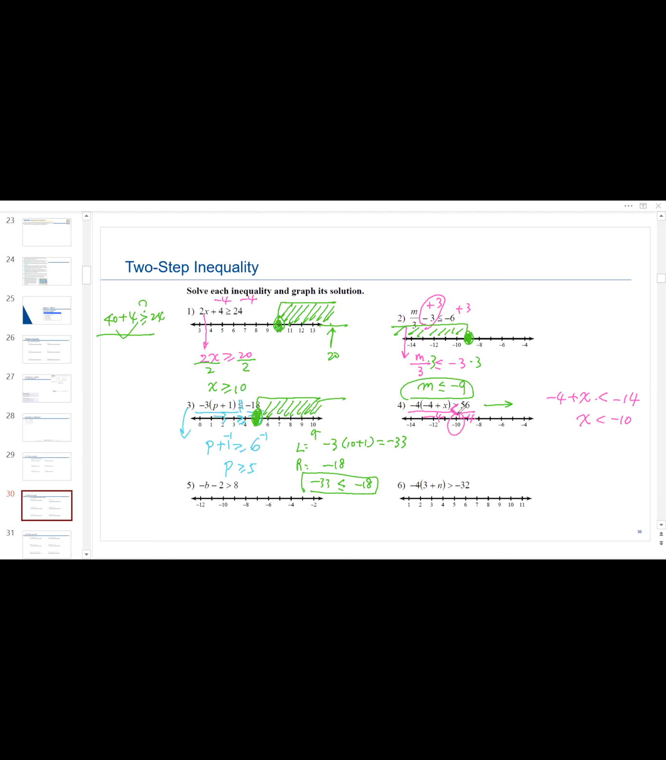So pick 10. Less than means the left part, and it is not filled, right? Let's see. So we pick a number inside and check it, all right? Now see number 5. We'll give a lot of examples here. So both sides +2.